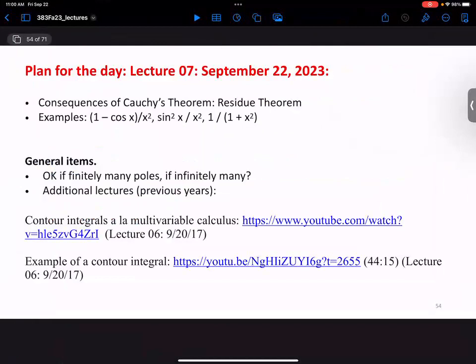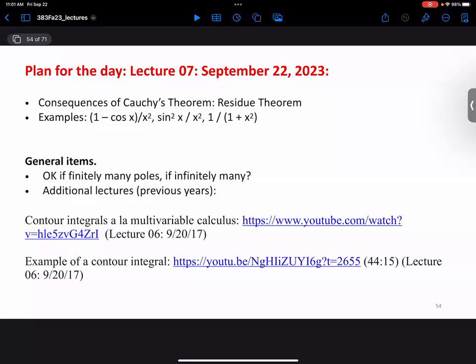Okay, so we will be looking at consequences of Cauchy's theorem, basically the residue theorem. Later in the semester, it explicitly extracts this as a theorem. We might explicitly extract that as a theorem today. I will try to look at examples related to the following three: 1 minus cosine x over x squared, sine squared x over x squared, and 1 over 1 plus x squared.